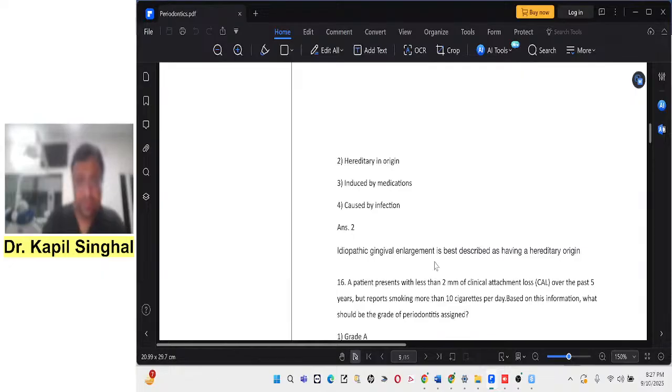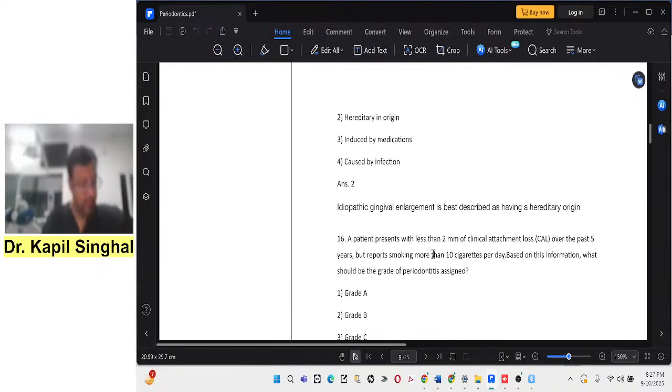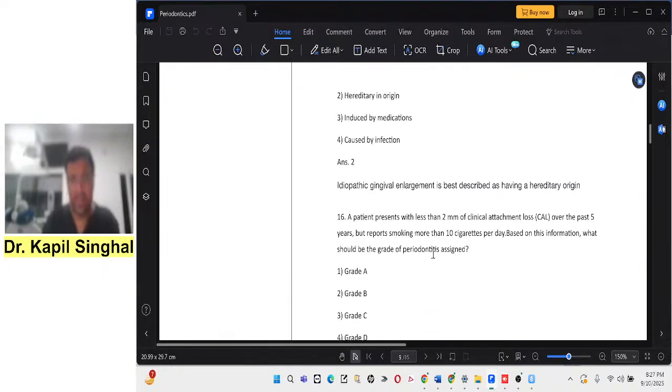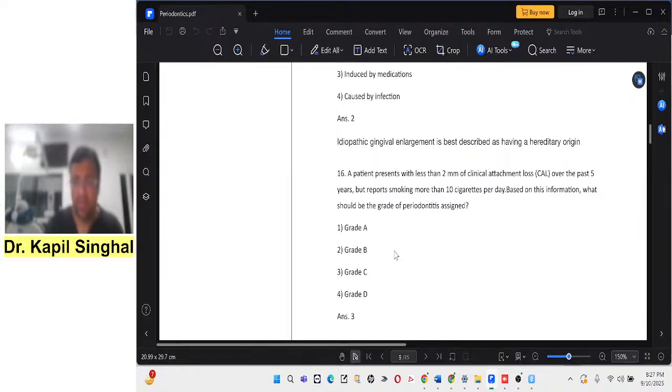Next question. A patient presents with less than 2 mm of clinical attachment loss over the past 5 years, but reports smoking more than 10 cigarettes per day. Based on this information, what is the grade?